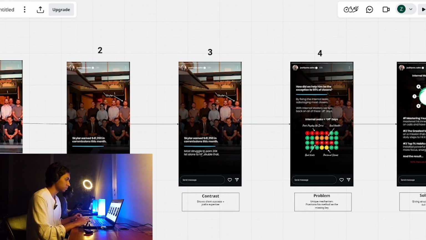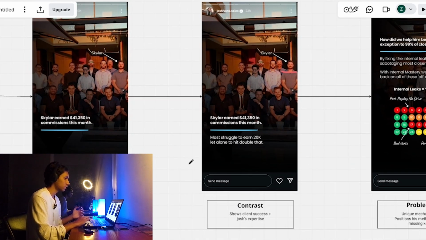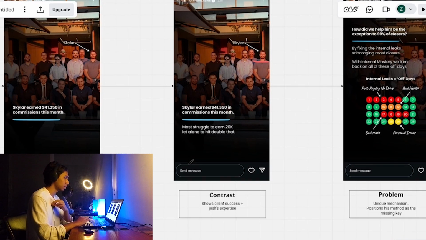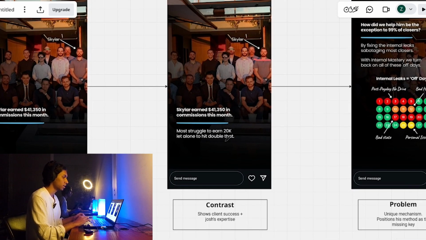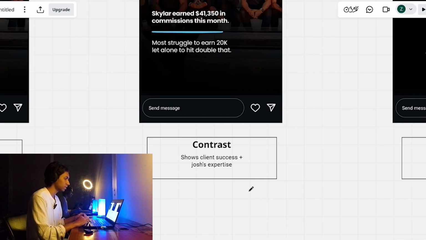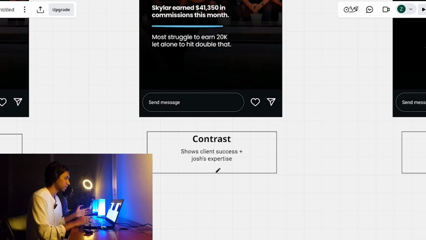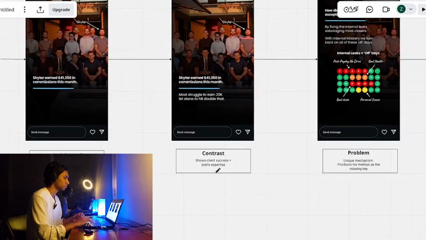So in the third story, he uses a contrast, right? That most struggle to earn 20K, let alone to hit double that. So basically, he's saying that most struggle to hit even like 20K, and Skylar earned $41,350, right? So this basically shows the client's success and Josh's expertise.